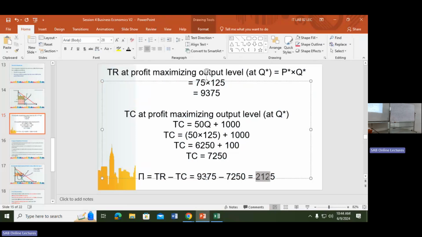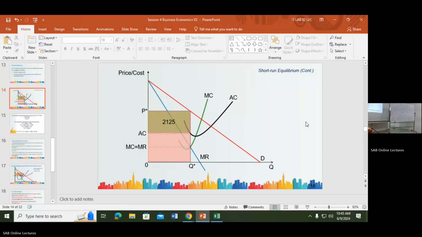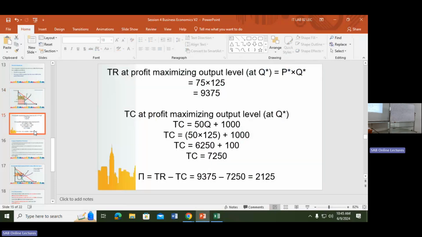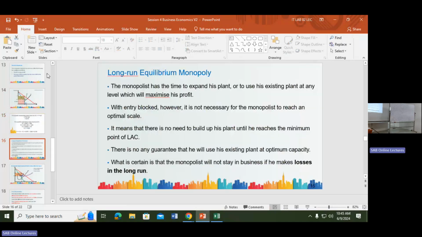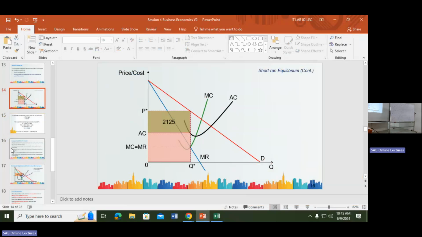So this value 2125 is the value for this green color space. Okay, shall we move on? Okay, this is about the short run equilibrium.